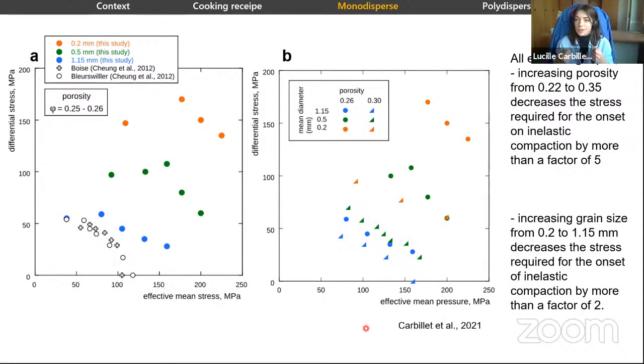So now that I've been focusing on monodispersed distributions for a long time, the question that arises naturally is, what if we get a little bit more polydispersed? What if we mix grains of different sizes? So that's what we've done.